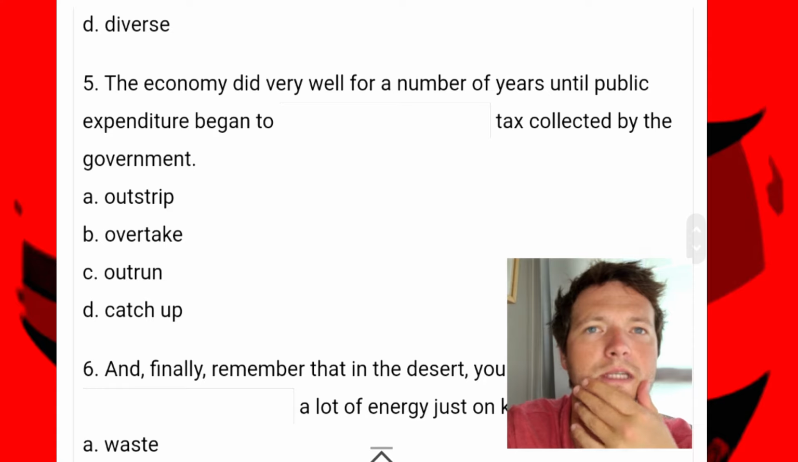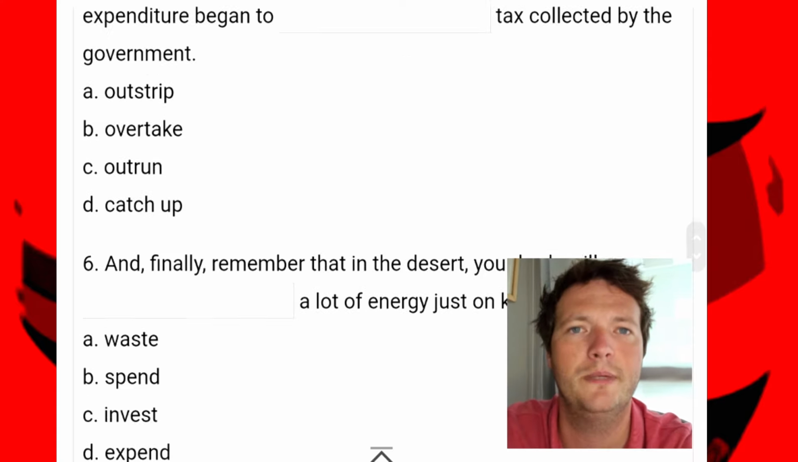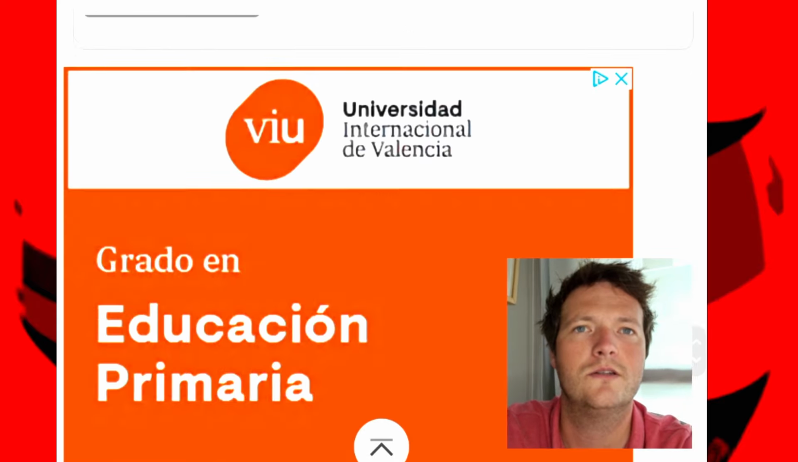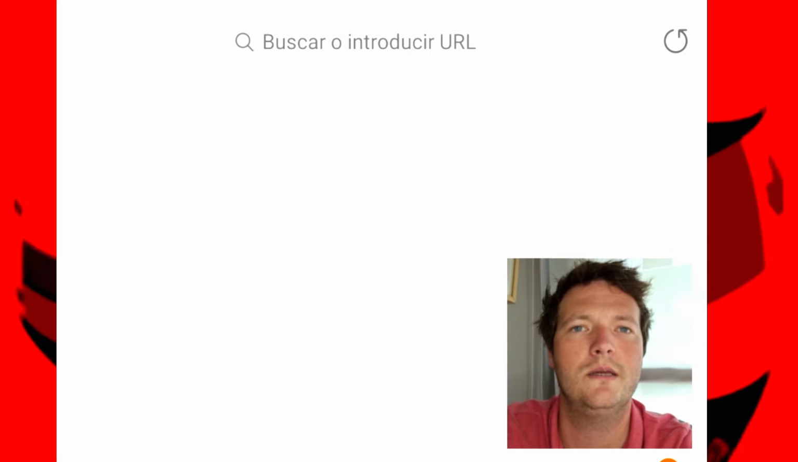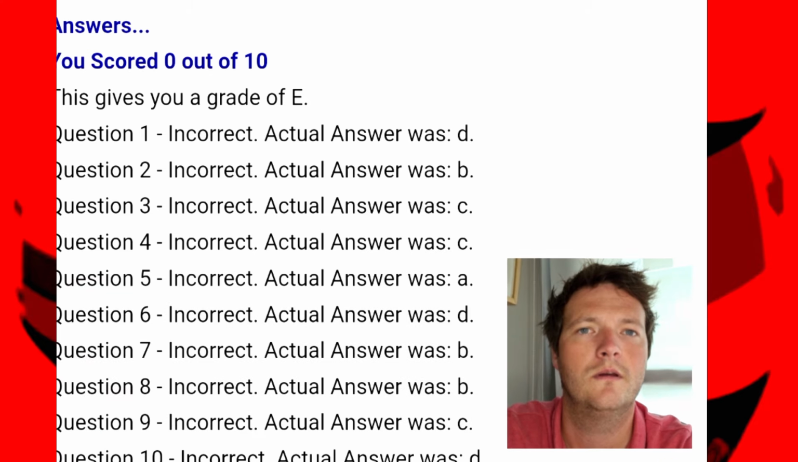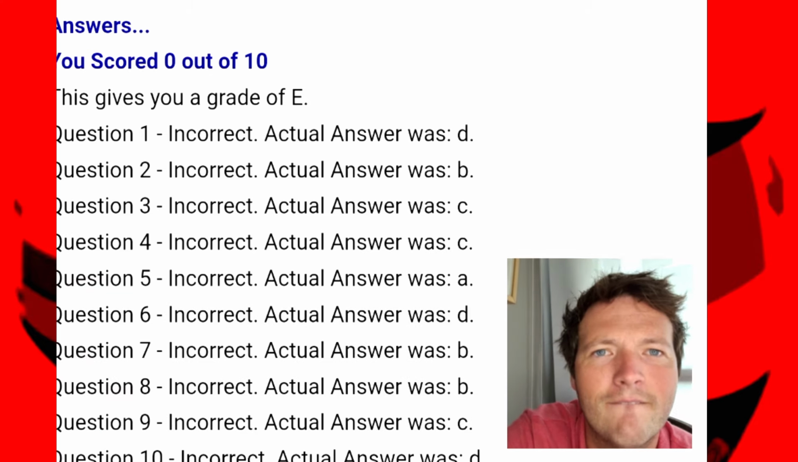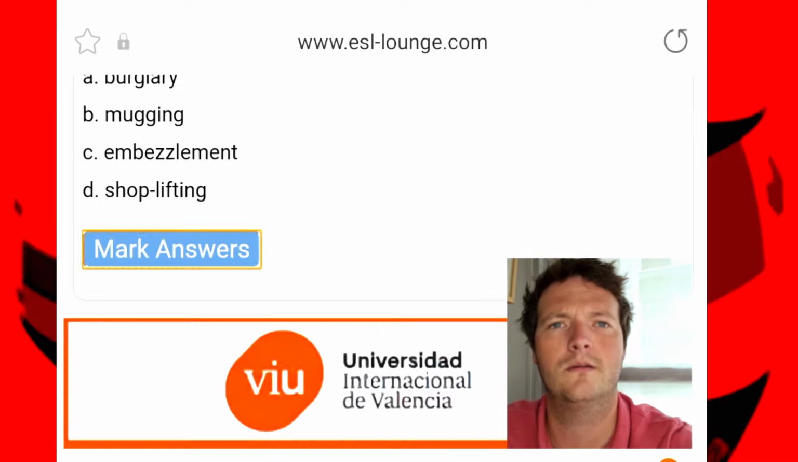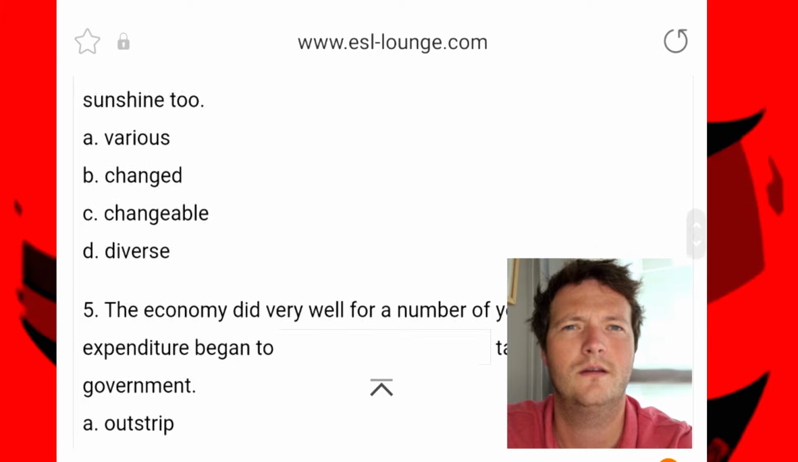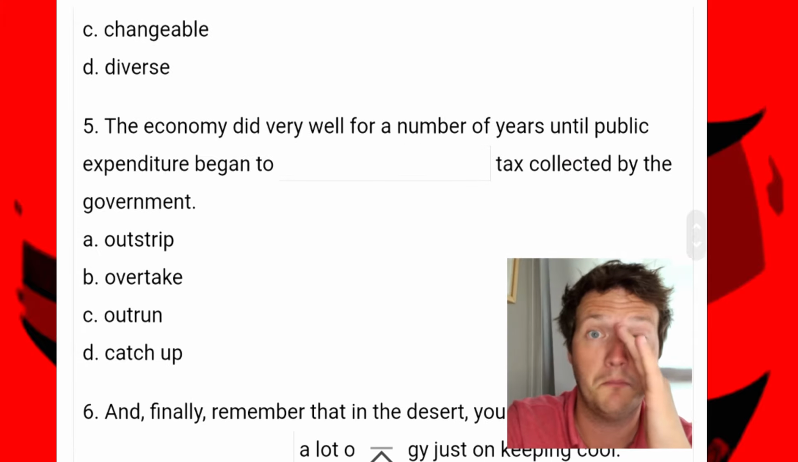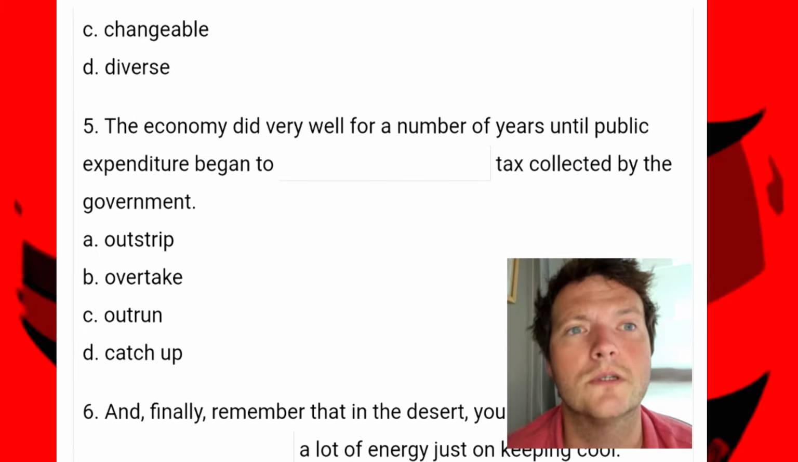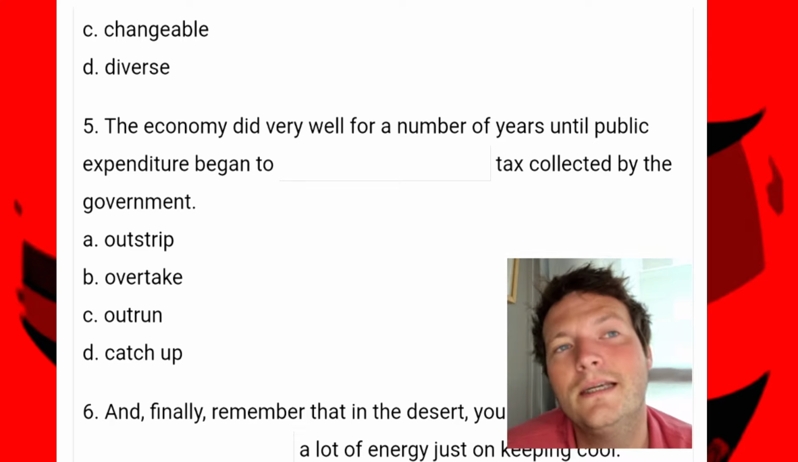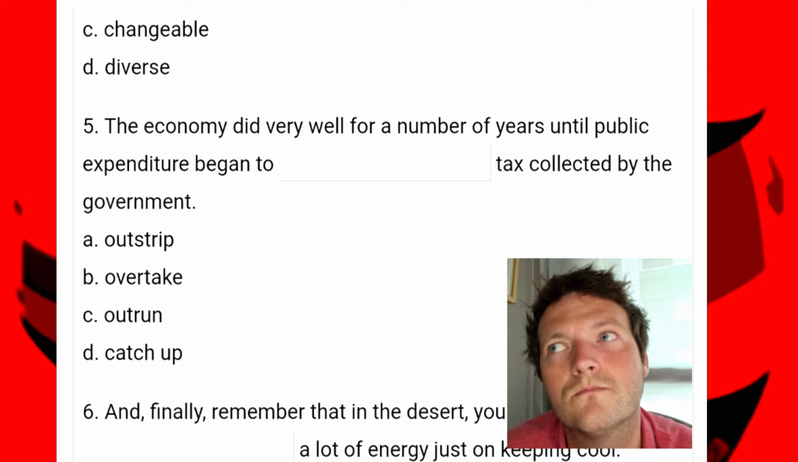So I think I said in 5 and 6, I said B and D, am I right? So I said overtake in 5, so that's 5B, and expend energy, 6D. So let's just check 5 and 6, B and D, hopefully. In 5 it says A. And 6 it does say D. Now that can't be right. 5A. Outstrip. Okay. I guess I did doubt about that one. Could it not be overtake as well? Began to overtake tax collected by the government?